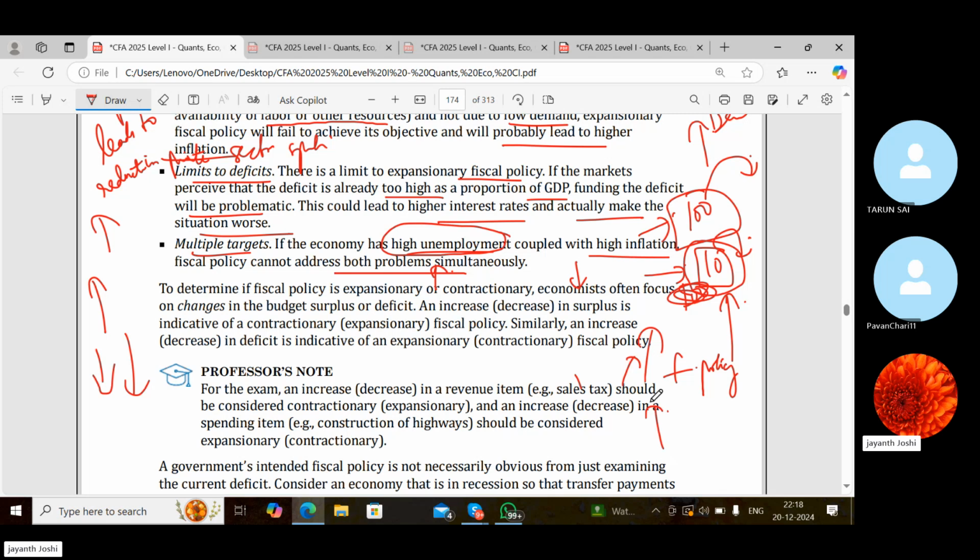If they increase the taxes, that will reduce the disposable income of the citizens. If it reduces the disposable income of citizens, they will not purchase more. That can control the inflation, but there is no guarantee that government spending can also reduce the high unemployment problem.